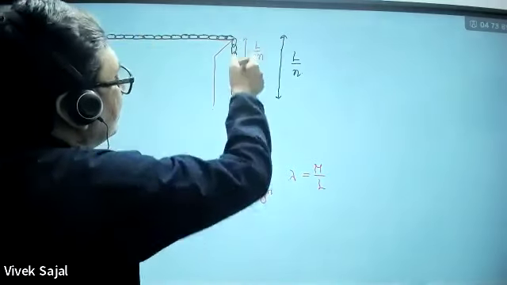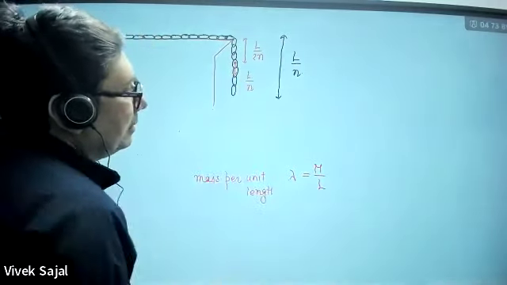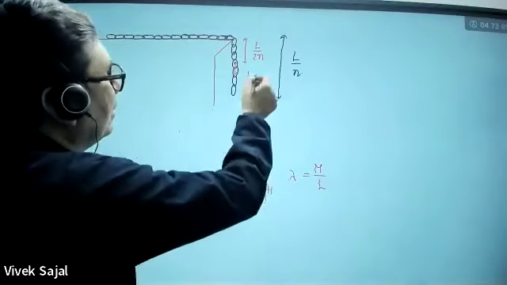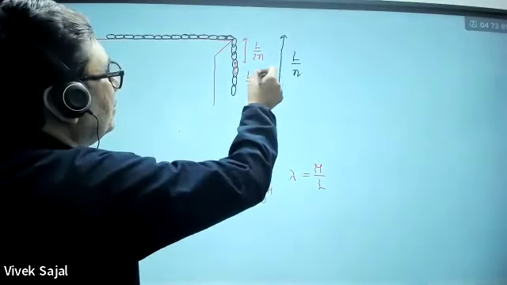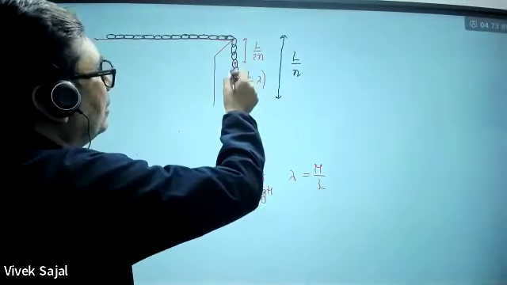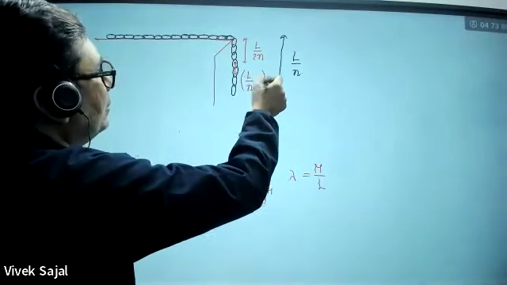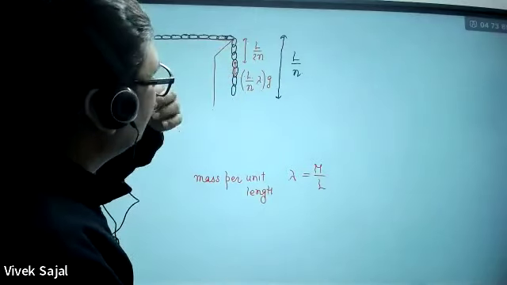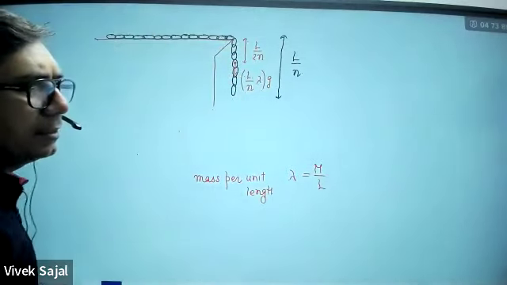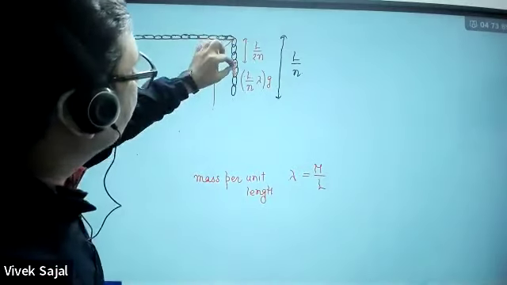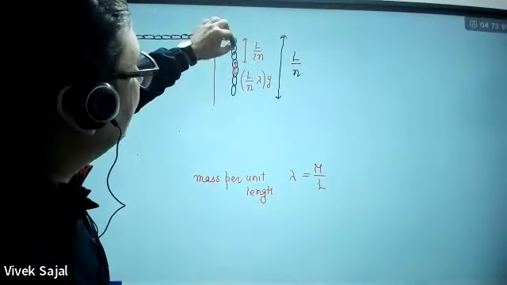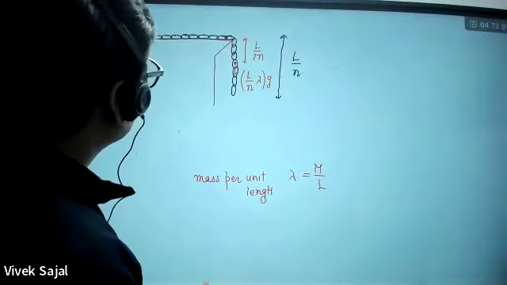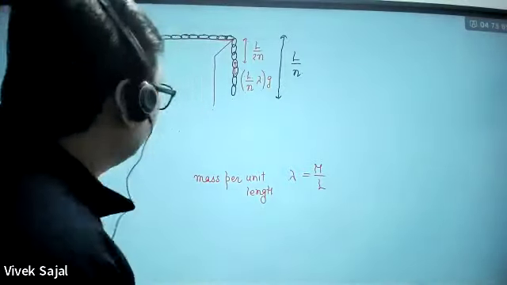And the hanging part length is L by n. So multiply this by lambda, this will be the mass of this part. And multiply it by g. So its weight is going to act in the downward direction. So this mg is acting in the downward direction. Now you want to lift this chain upward and place it on this surface. So what will be the work done?